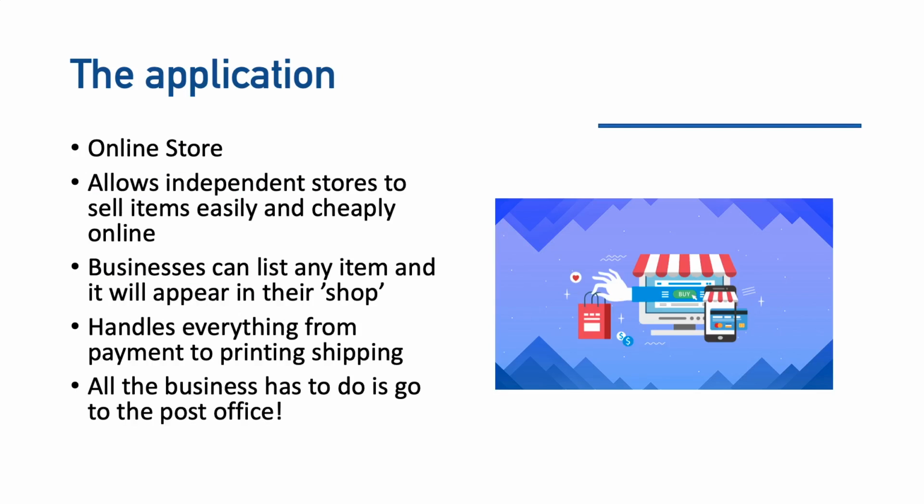The second one is an online store and allows independent stores to sell items online easily and cheaply. Businesses can list any item and it will appear in their shop, and it handles everything from payments to printing shipping labels. All the business has to do is stick it on a box and send it to the post office. So kind of like Shopify.